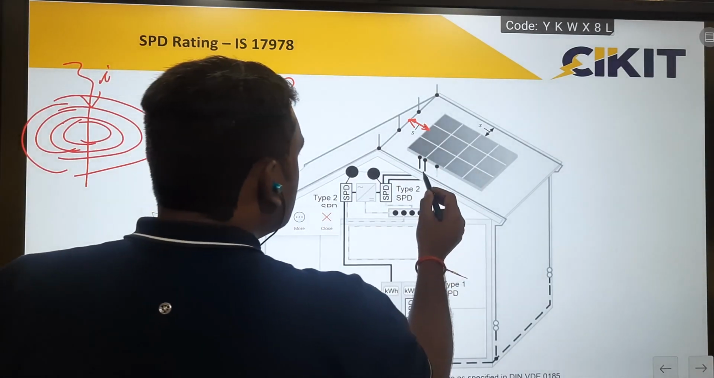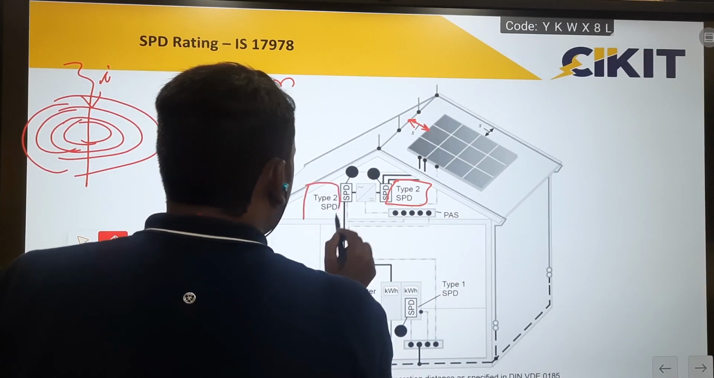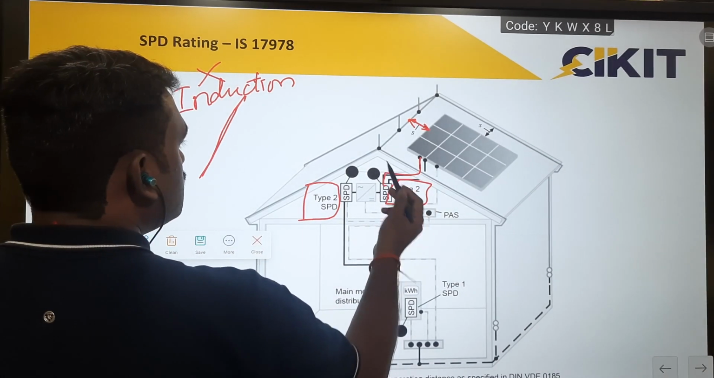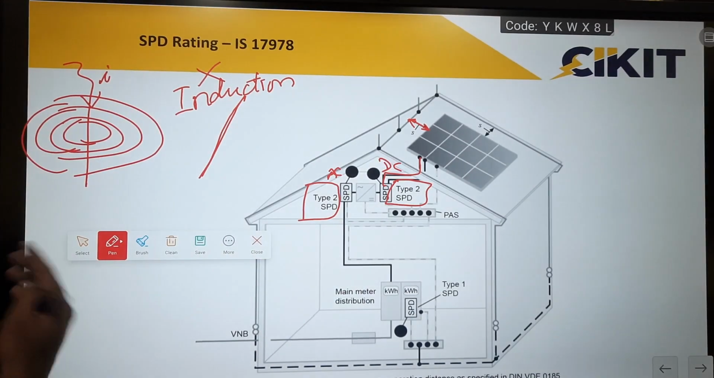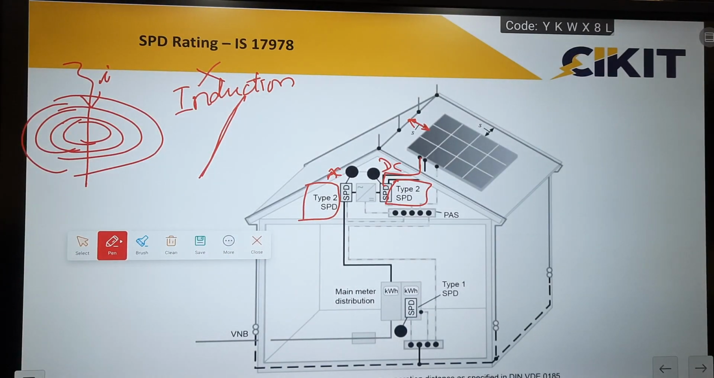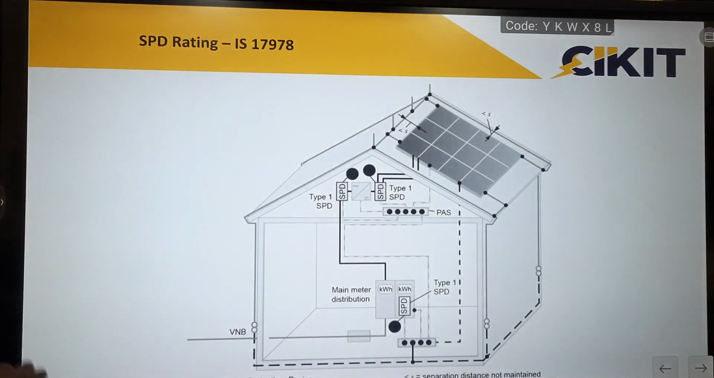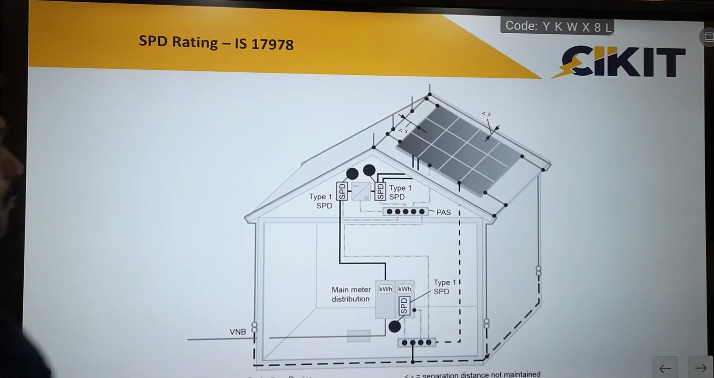So I am providing only type 2 SPD for this system, both AC as well as DC. So this one will be DC and this one will be AC. So type 2 SPD is sufficient for installations if I am providing sufficient spacing. But in any case, if I am unable to provide sufficient spacing, then I have to go for equipotential bonding.